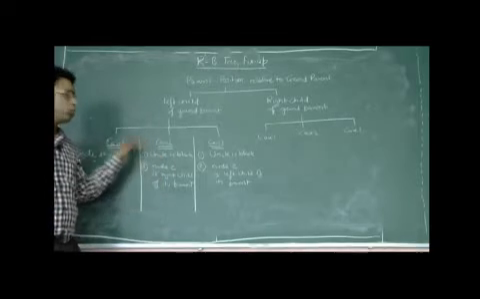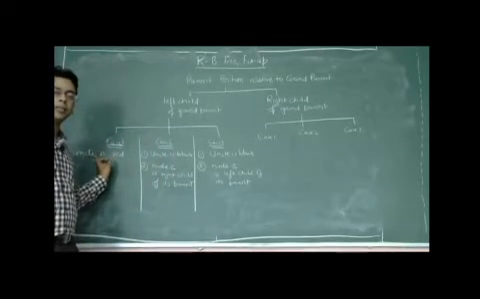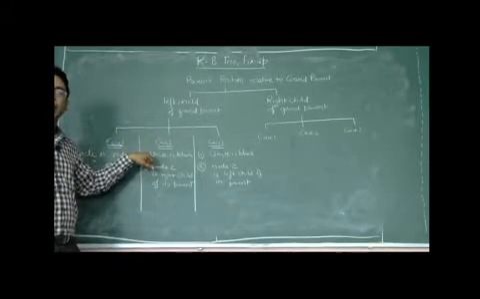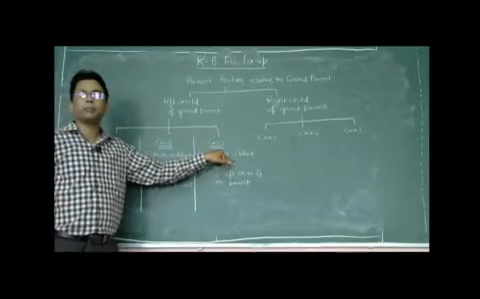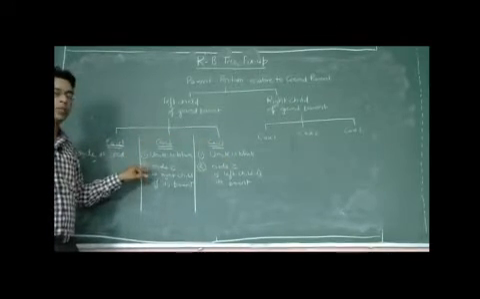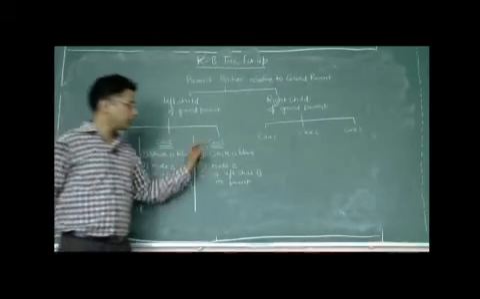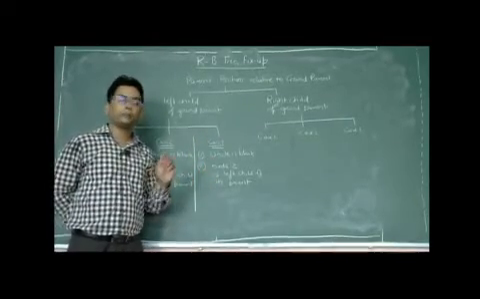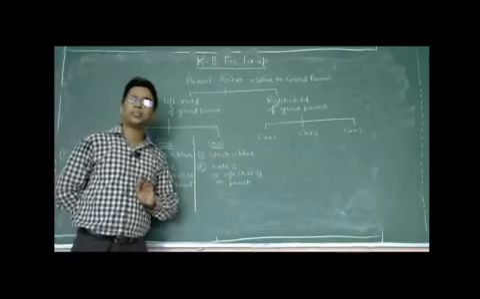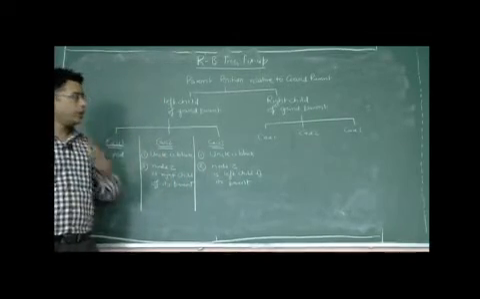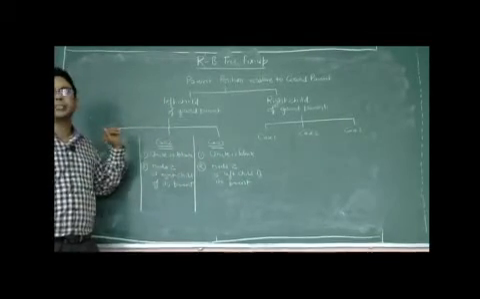In case 1, the uncle is red. In case 2, the uncle is black. In case 3, the uncle is black. But in case 2, the node Z is the right child of its parent. In case 3, node Z is the left child of its parent. Right? So these are the 3 cases.